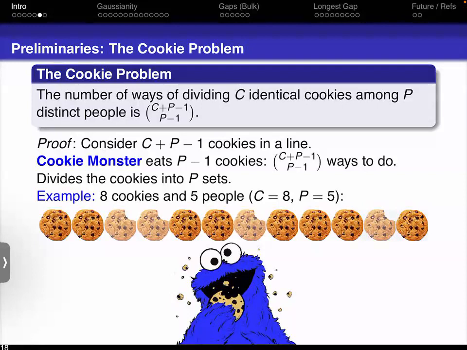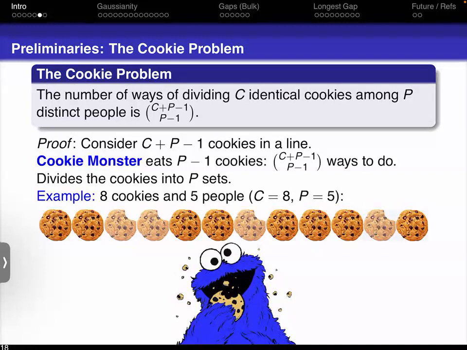Yes? What if he eats the first 4? So if he eats the first 4, the first person gets 0, the next person gets 0, the next person gets 0, the next person gets 0, and the last person smiles and gets everything. Okay? So there is a 1-to-1 correspondence between how many ways Cookie Monster can eat P minus 1 from C plus P minus 1 cookies, and how many ways we can divide C identical cookies among P distinct people.